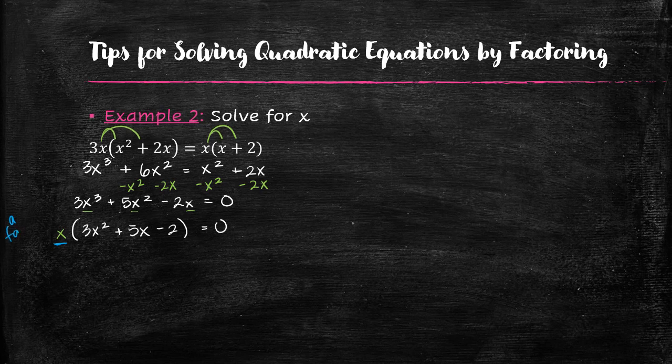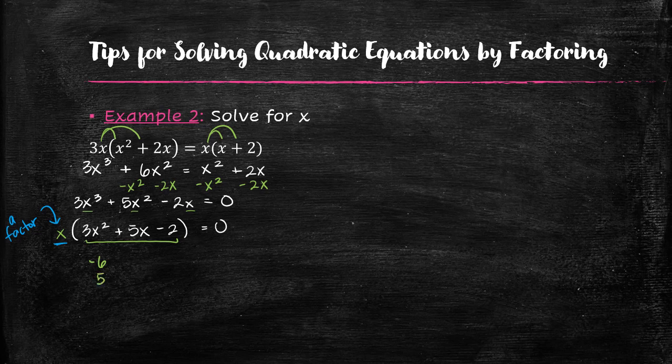I'm going to write that here for now. That's going to be part of our solution eventually. Now we also, though, need to factor this quadratic that's now in parentheses. So I'm again going to use grouping. Grouping meaning I'm going to take my first coefficient 3, my last coefficient -2, multiply those together. So -6 is the product I'm looking for. My middle coefficient 5 is the sum I'm looking for.